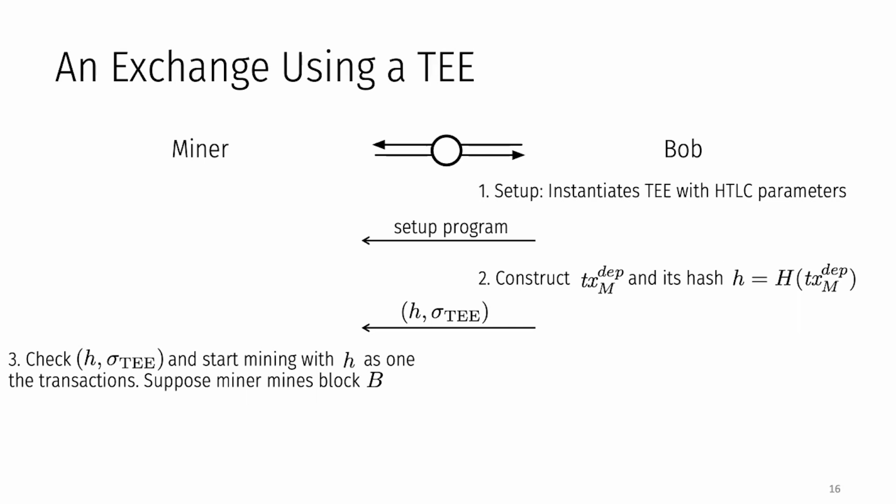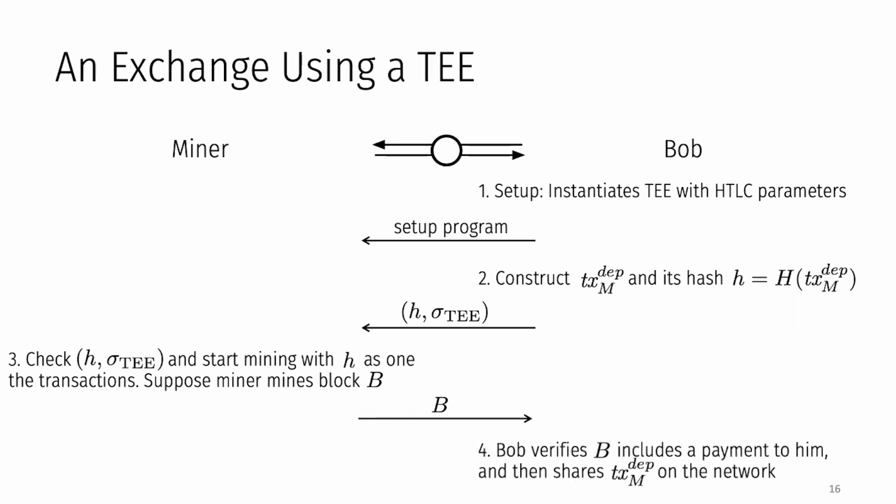Okay, so let's say the miner is successful and mines this block B. At that point, the miner can share this block B with Bob, and Bob can verify that this block includes a payment to him, a bribe that happens on the same channel, and at the same time, he can share TX DEPM along with the block with everyone in the world. So this block is a singular proof that the miner receives TX DEPM, and at the same time, Bob receives this bribe as well.